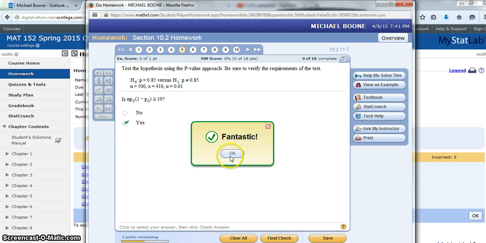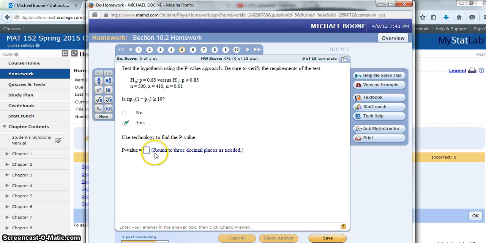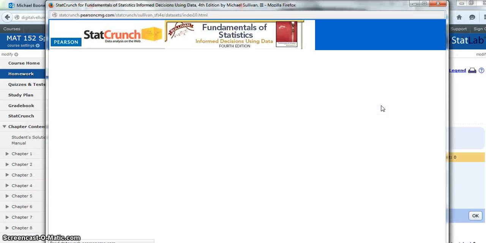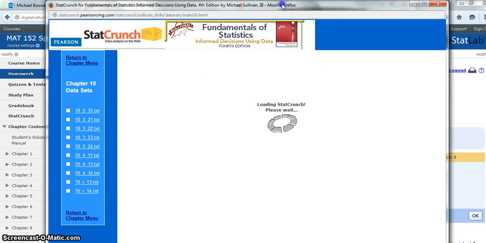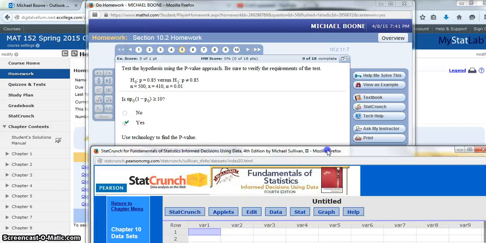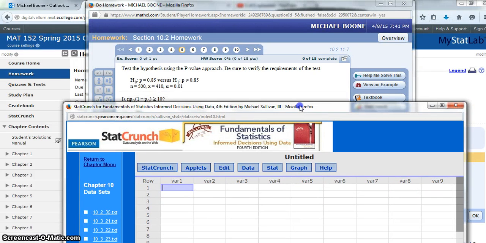Next, we're going to go to, let's find the p-value. So when I do this, I'm going to go to StatCrunch. Let's see what they're asking us. We know that n is 500, x is 410. Our null hypothesis is that our proportion is 0.85. Our alternative hypothesis is our p is not equal to 0.85. So we have a two-tail here.